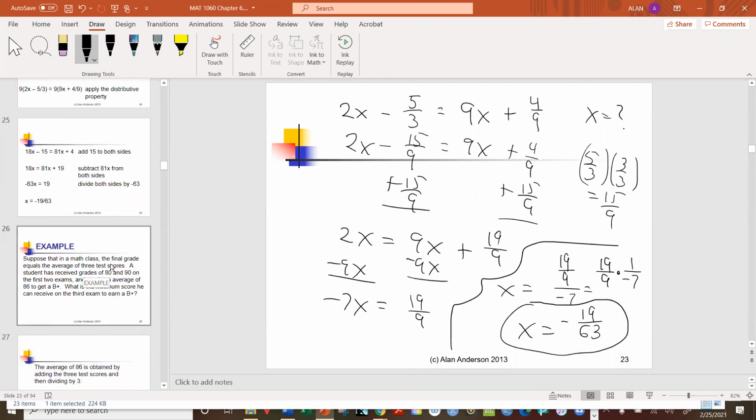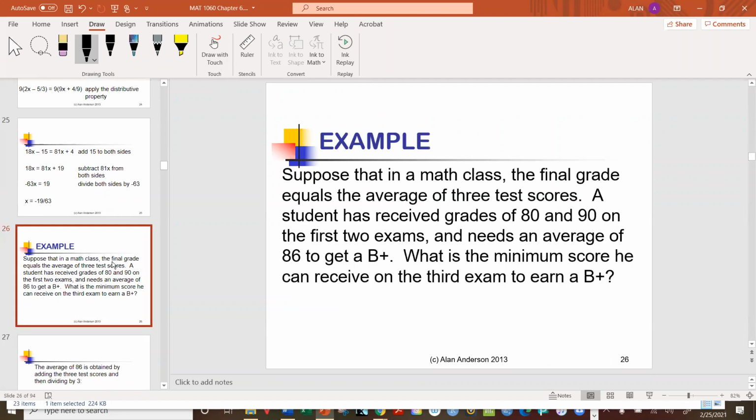Ooh, look at this one, an application that you're probably familiar with. Suppose that in a math class, the final grade equals the average of the first 3 test scores. A student has already received grades of 80 and 90 on the first 2 exams and needs an 86 to get a B+. What is the minimum score he can receive on that 3rd exam to get that B+?